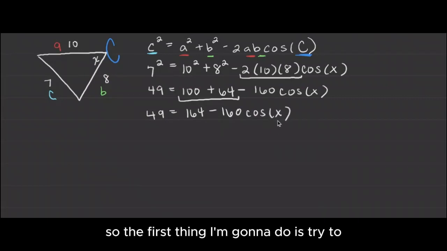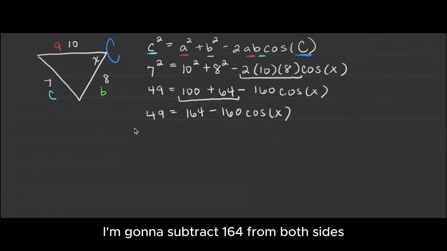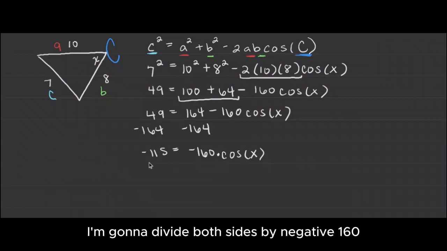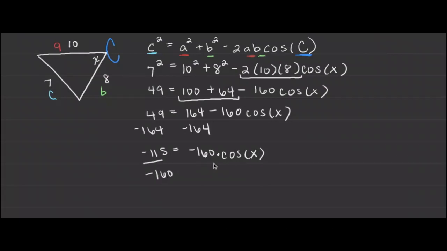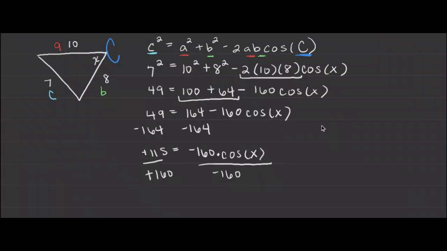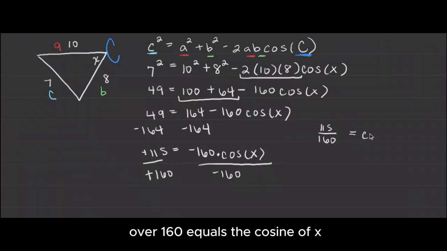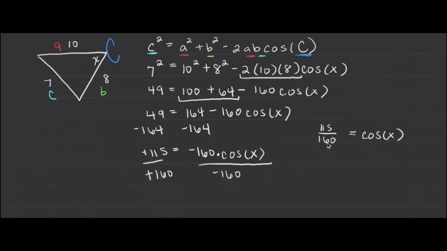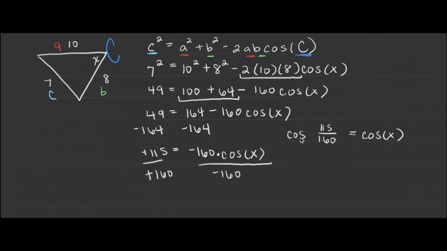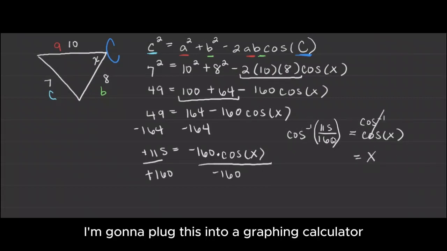I'm trying to solve for x, so the first thing I'm going to do is try to isolate this cosine of x. I'm going to subtract 164 from both sides. And then since negative 160 is connected by multiplication right here, I'm going to divide both sides by negative 160. A negative divided by a negative makes a positive. So I'm left with 115 over 160 equals the cosine of x. I'm trying to find this angle measure, so I need to undo this cosine with inverse cosine. This gets x alone. I'm going to plug this into a graphing calculator.